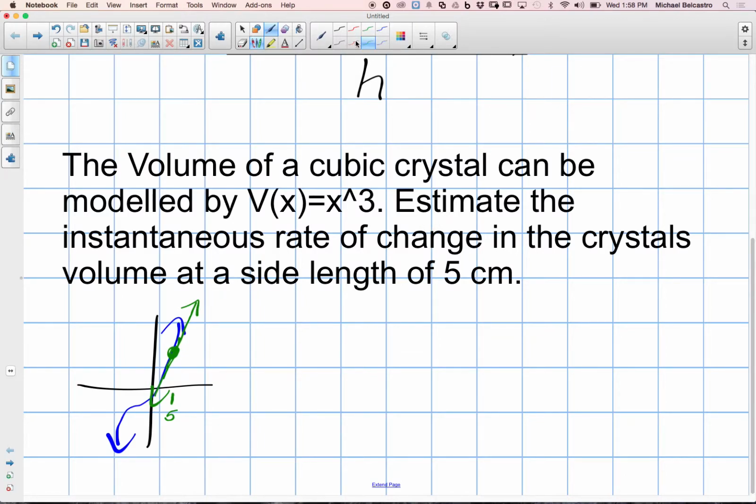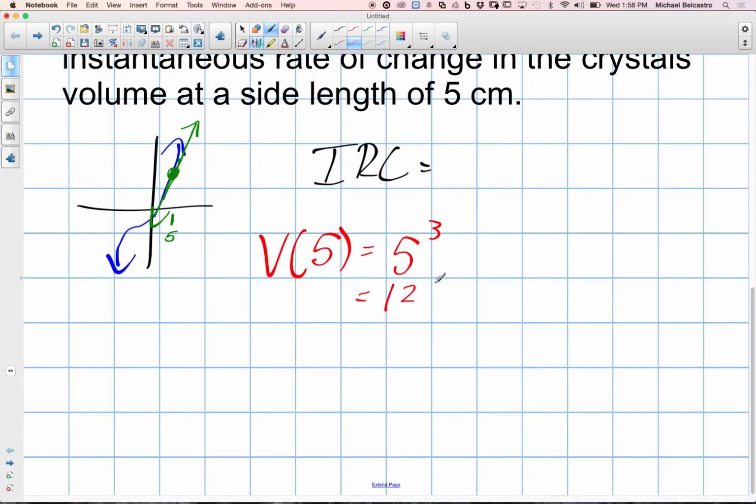So what we're going to do is use our old formula to start off, and then we're going to build into the next one. So our instantaneous rate of change here, at 5, let's plug it into our formula. So our volume at 5 is equal to 5 cubed. Who knows it? 125. Excellent. So that would be our first coordinate that we're going to plug in. So we have the side length being 5 and the volume of the cube being 125.